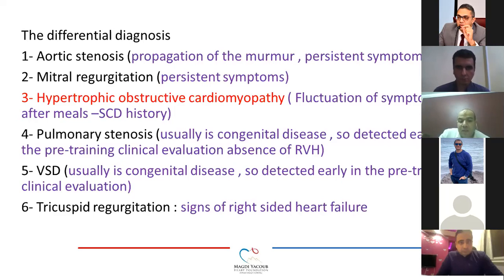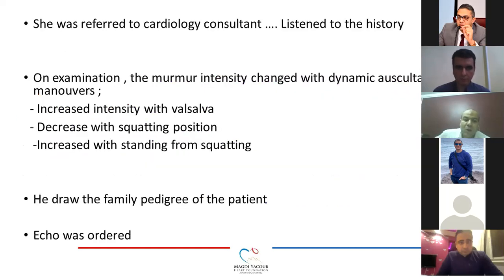And the presence of a history of sudden cardiac death further suggests hypertrophic cardiomyopathy over the other differential diagnoses. She was referred to a cardiology consultant, who listened to her history. On examination, the murmur intensity changed with dynamic auscultation maneuvers: increased in intensity with Valsalva, decreased with a squatting position, and increased again with standing from the squatting position. And this further emphasizes the presence of a hypertrophic obstructive cardiomyopathy lesion. And he drew the family pedigree of the patient and ordered the echo for her.